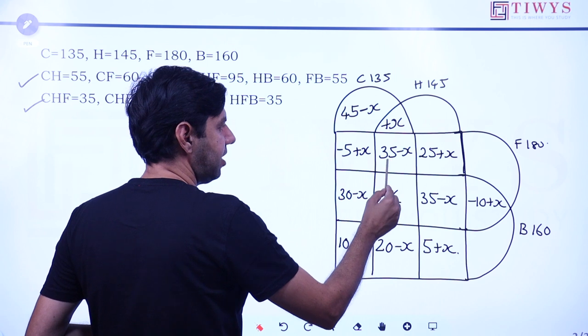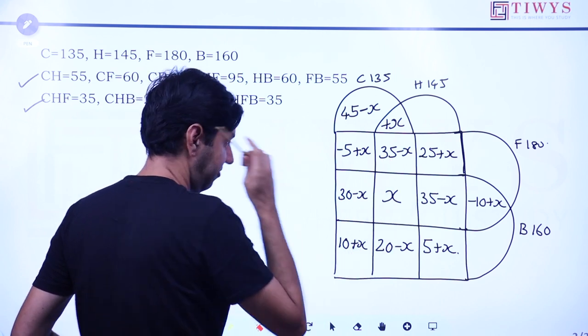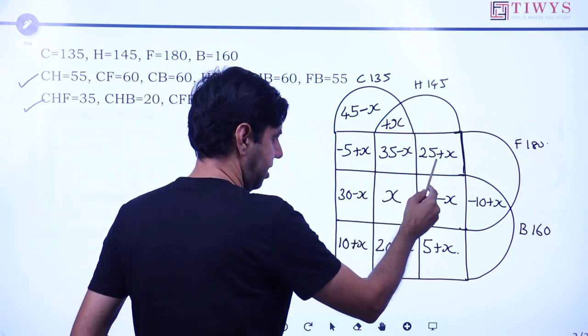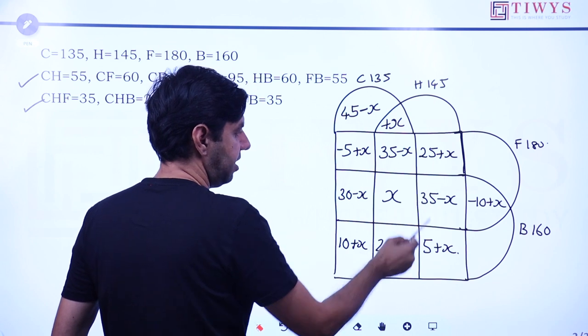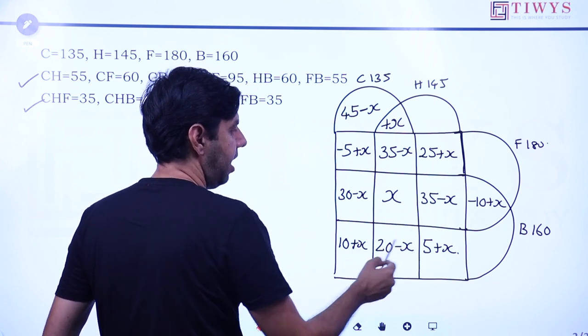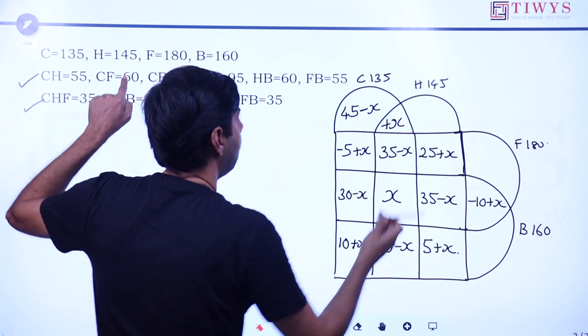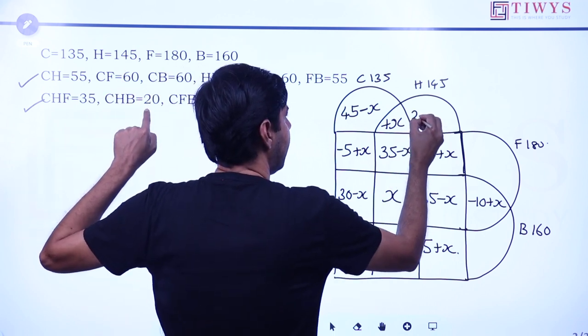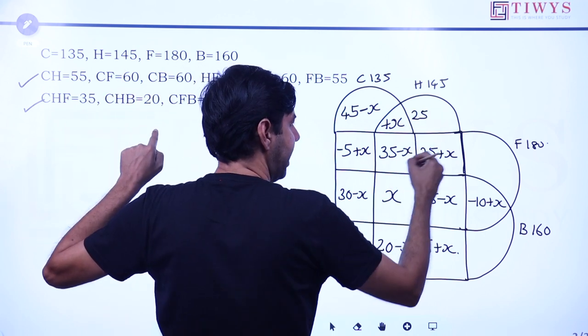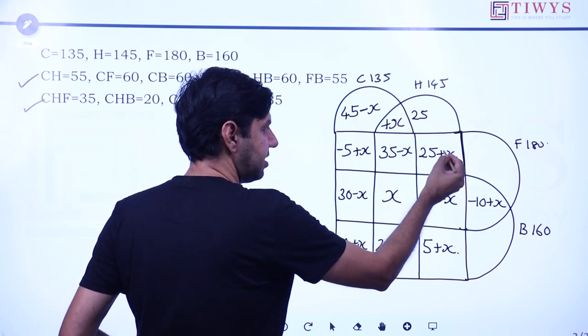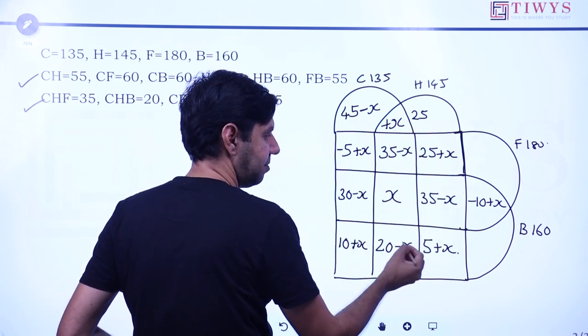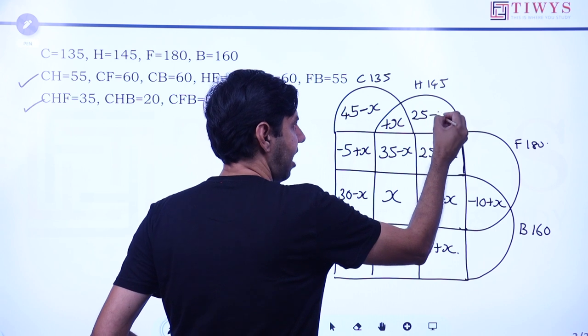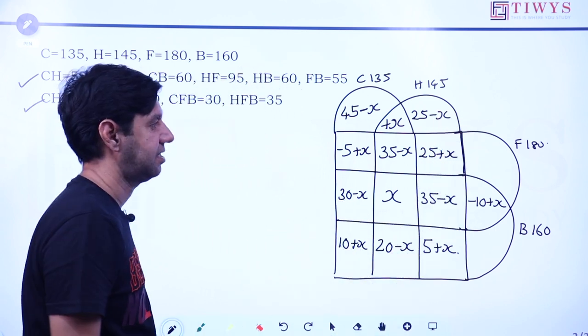Hockey 145. Some 145, 35 and 25, 60. 60 and this is a 40, 100, 120. I want 145, so that's a 25. And the x here again, plus minus cancels, the plus is there, I have to cancel it with the minus x.